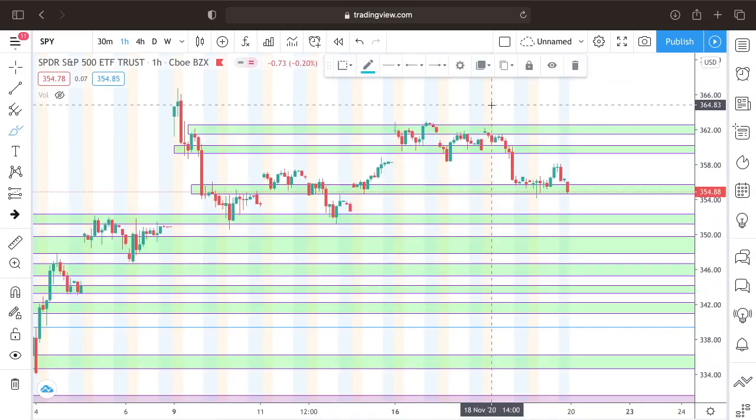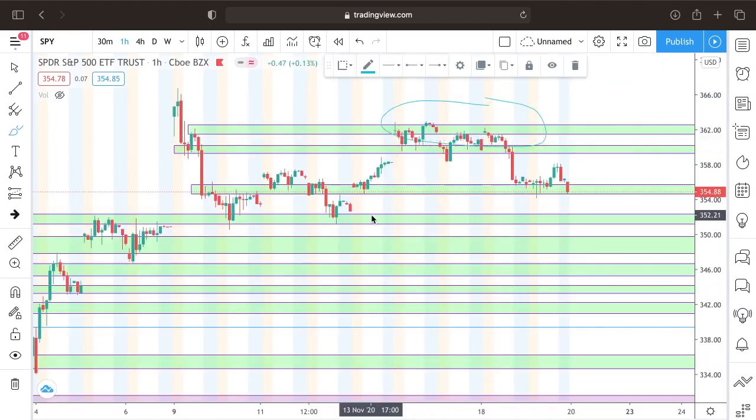The two strong areas that I'm taking a look at is over here and over here at this area of support. So this is the strong area of resistance that I'm looking out for, and this is the area of strong support that I'm looking out for. What this means is that barring any huge news in the coming week or so, I believe that prices are likely to range between these two areas of support and resistance.